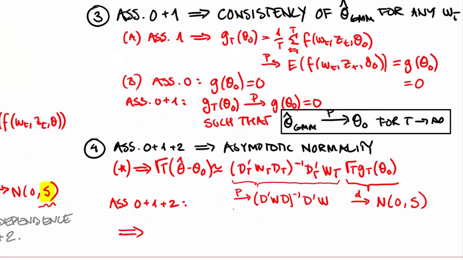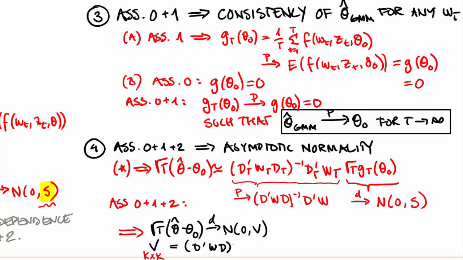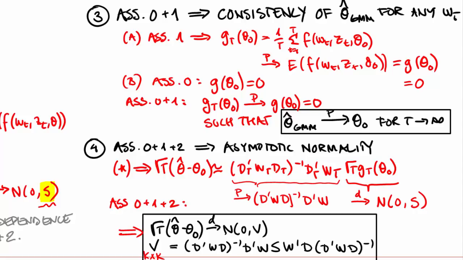So we can combine the results. The square root of T multiplied by the estimator minus the true parameters is going to converge in distribution to a normal distribution with a mean of 0 and an asymptotic variance V. V is given by (D' V D) inverse D' V, and then we get the S V' D (D' V D) inverse.